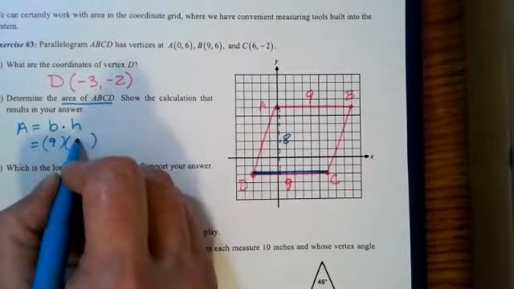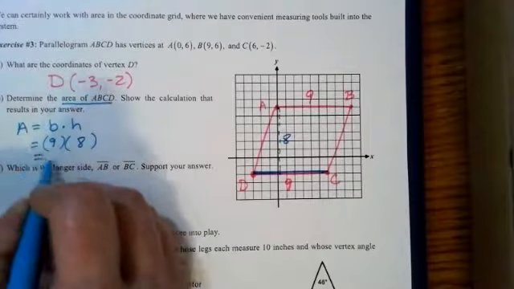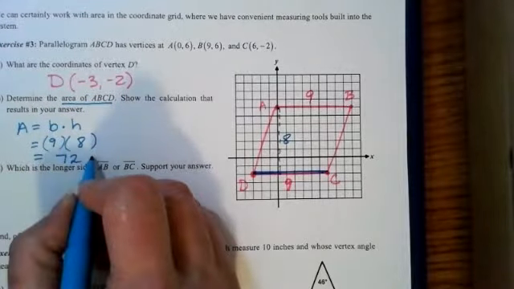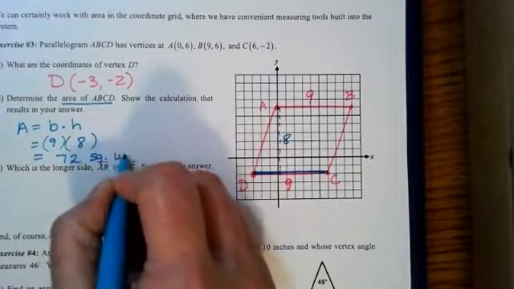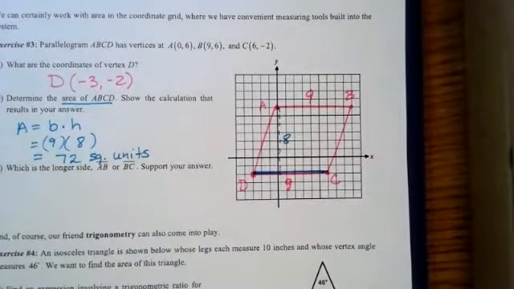So bringing that into our formula, 9 times 8 is 72 square. Now we don't have any units given here, so I'm going to just indicate that this way, square units. That's our area.